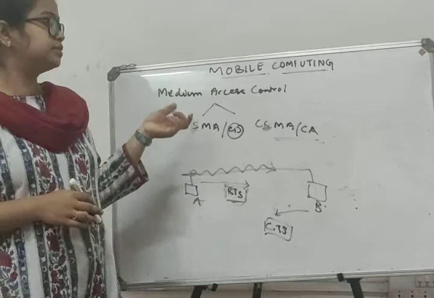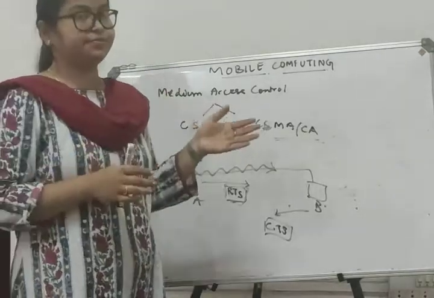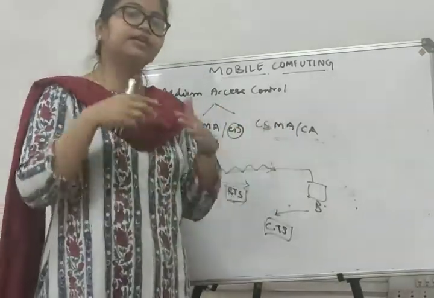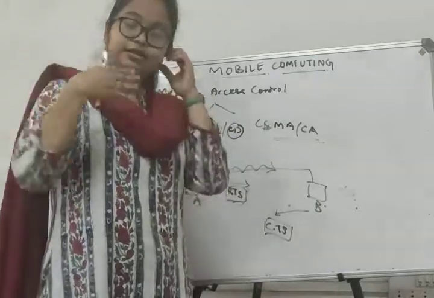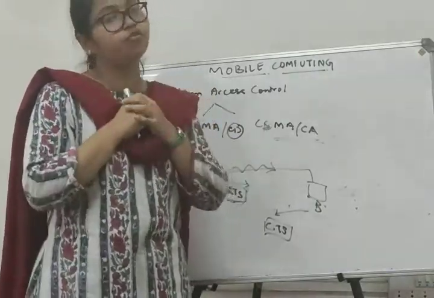The collision is very less, because here not only can we detect the signal and detect the collision, but we can also avoid the collision. Okay.